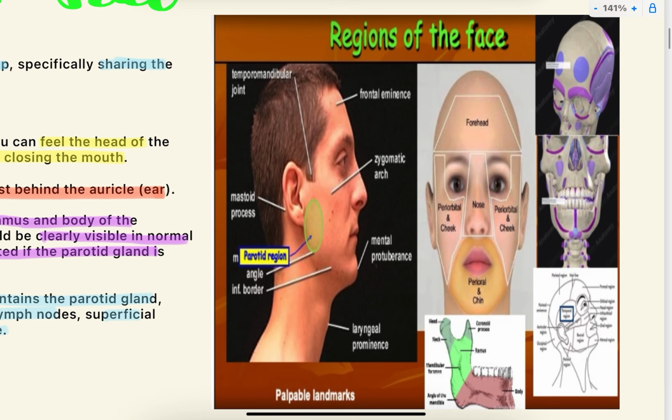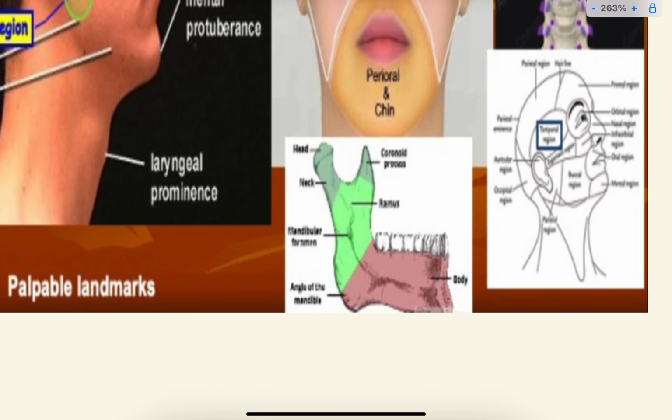Again, if you look here, we have the forehead, we have the periorbital and the cheek, and here we have the nose, and here we have the perioral and the chin area, this area here. And for the mandible, this is the body, and this is the foramen here. This is called the ramus. So I told you when the ramus meets the body, we will have the angle of the mandible, which will be visible. And here we have the head, which we said we can feel in the temporomandibular joint. We have here the neck, and here we have the coronoid process.